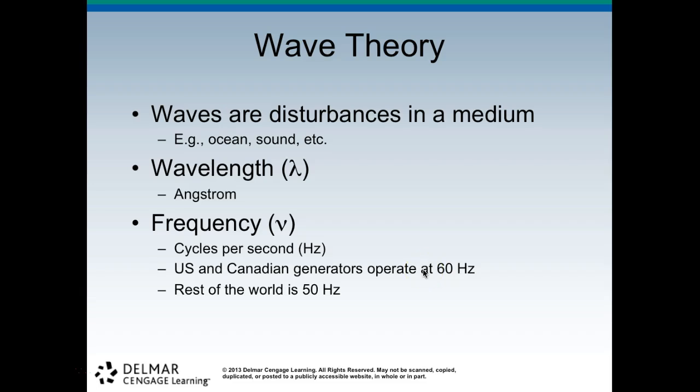So waves are disturbances in a medium, such as ocean, sound, etc. And the wavelength is measured in angstroms. The frequency is cycles per second. So US and Canada generators are usually operating at 60 hertz. The rest of the world is at 50 hertz. So if you go to another country and try to plug in your stuff, you're going to blow it up.